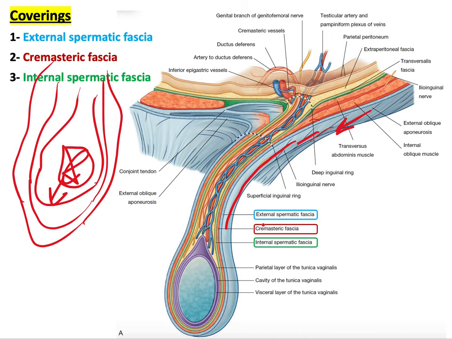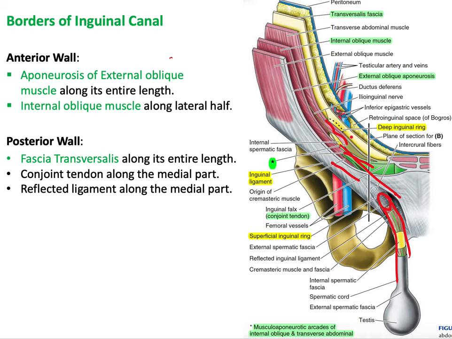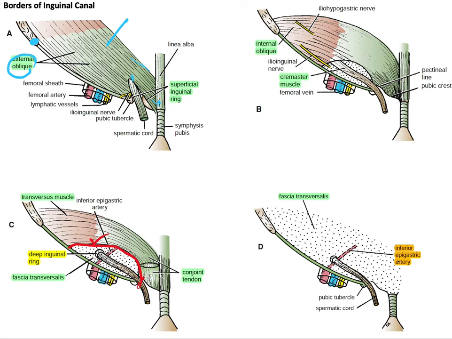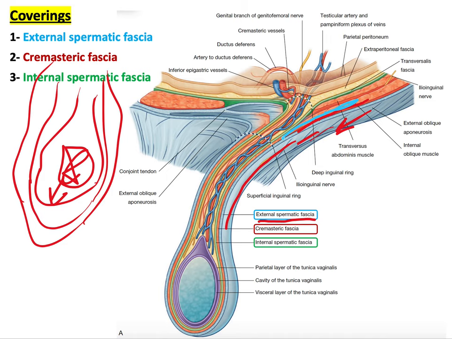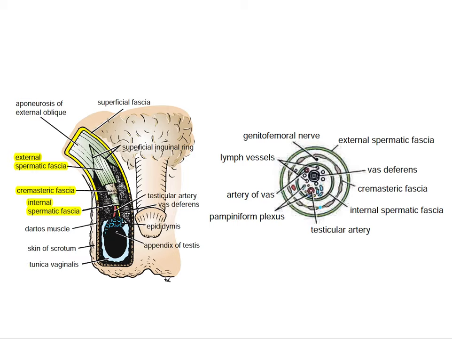Okay, deep to it, you remember, guys, the internal oblique muscle, and we said that here the internal oblique. Look at the internal oblique muscle; it gives fibers to the spermatic cord. This is the cremasteric muscle. Here is the internal oblique muscle, and this is the fiber that it gives. These fibers form the cremasteric fascia and muscle. Now, the transversalis fascia, guys, gives the internal spermatic fascia. So we have external, internal, and cremasteric fascia. These are the covers again, shown here with the structures inside.